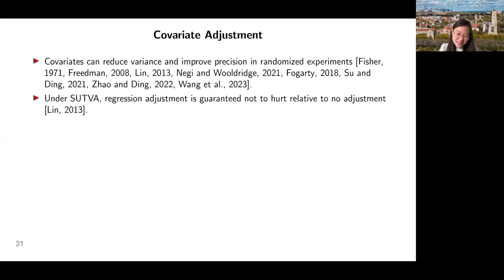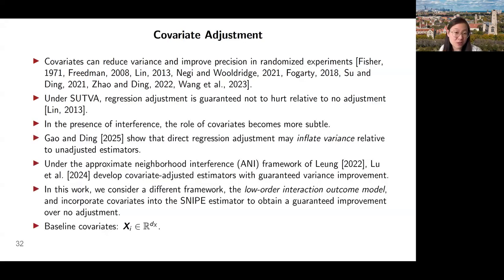So let's go back to our main theme of thinking about covariate adjustment. Like I said before, there's a long literature. This is by no means a comprehensive list. This long literature shows that covariates can reduce variance and improve precision in randomized experiments. And under this super assumption of no interference, regression adjustment can be shown to be guaranteed to not hurt relative to no adjustment. The story becomes much more subtle when there is interference.